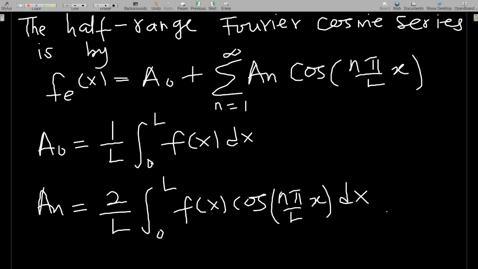So a naught is given by 1 over L integral 0 to L f of x dx, and then an is equal to 2 over L integral 0 to L f of x cos of this one. The same cos as before. I hope you understand this. So these are the formulas you use.